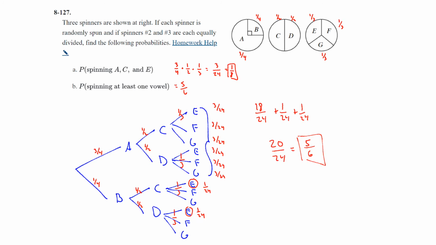And you can also see on the tree diagram, in terms of part A, when we answered that, you have, if I spin an A, then a C, and then an E, so 3/4 times 1/2 times 1/3. So that's also on the tree diagram if that's helpful.